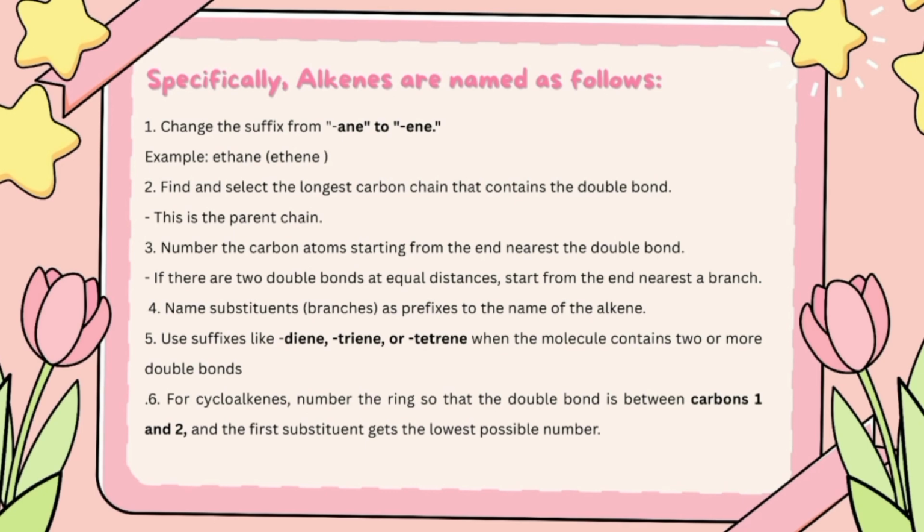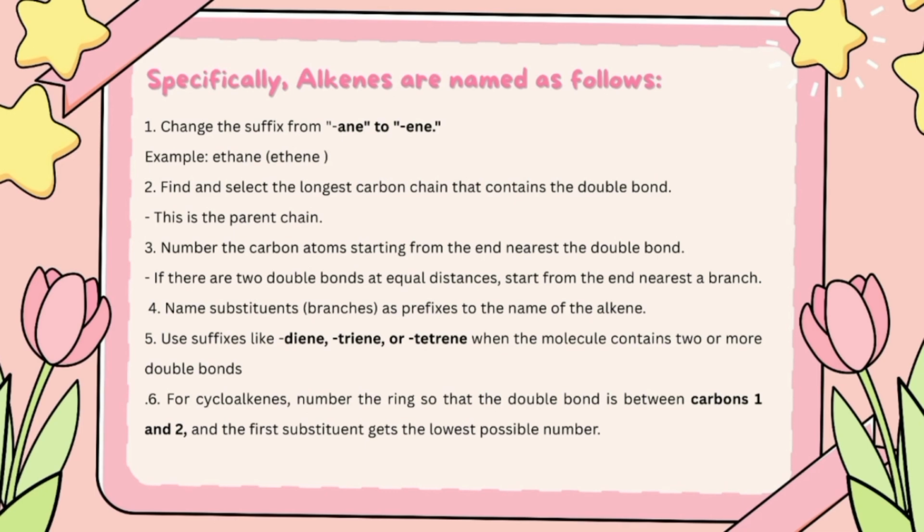Step 4. Name substituents or the branches as prefixes to the name of the alkene. It means if there are branches or side groups attached to the main chain, name them as prefixes before the main alkene name. Step 5. When there are two or more double bonds, use special endings to show how many double bonds are in a molecule. Diene for 2 double bonds, triene for 3 double bonds, and tetraene for 4 double bonds.